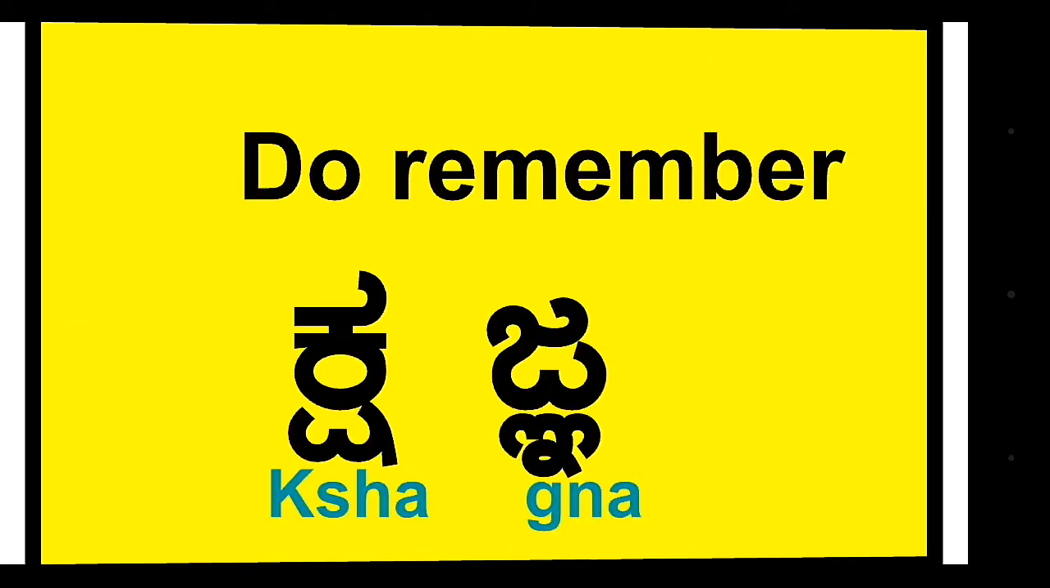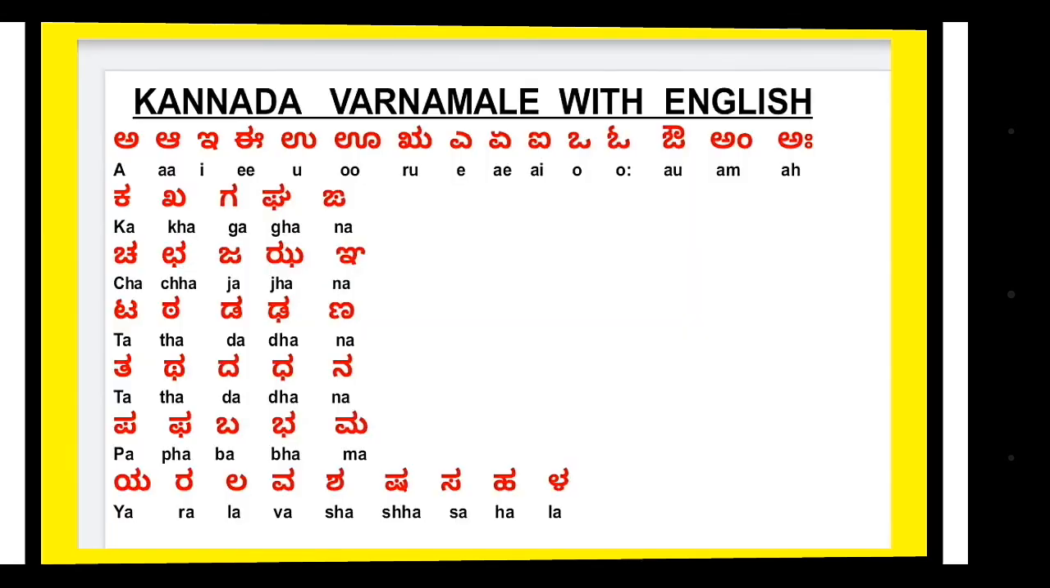And these two letters, Ksha and Nya, are not there in Kannada Varnamale. But do remember these two letters as they are used in making Kannada words. So this is the Kannada Varnamale chart with English. Please go through this.